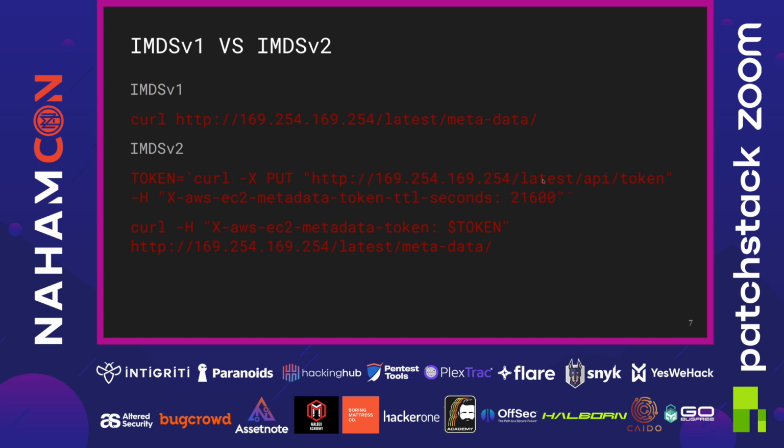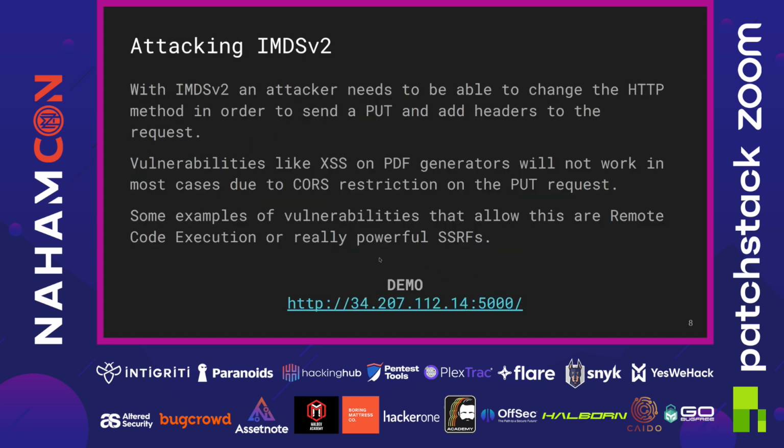I believe this is 6 hours. So we need to do a PUT request to this API token endpoint, and then we need to include that token in this other header, metadata token, whenever we do a GET request to get any metadata. So this makes it a bit more tricky to exploit, because now the attacker with a regular SSRF, server-side request forgery, will not be able to change the method in order to make a PUT request. So vulnerabilities such as a simple SSRF will not be able to exploit this instance metadata.